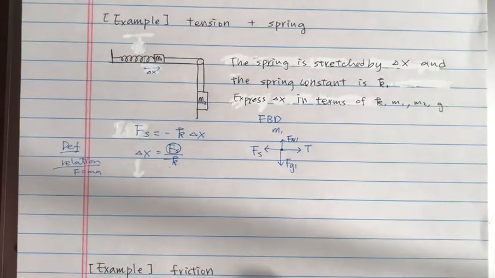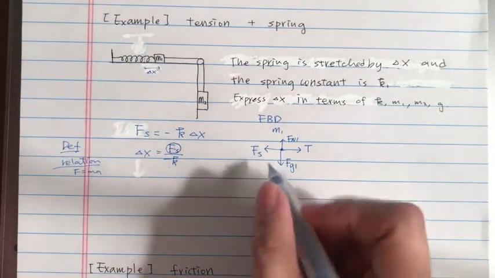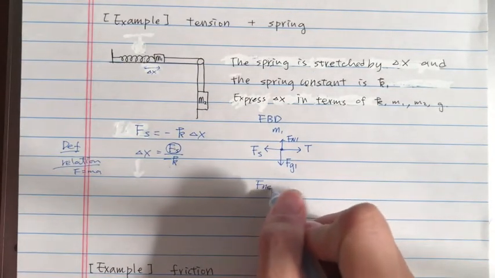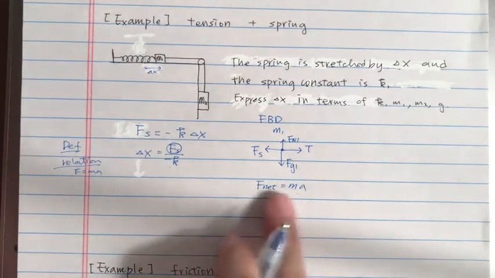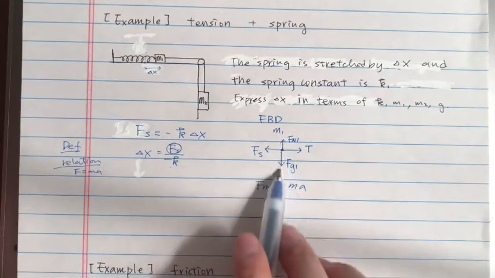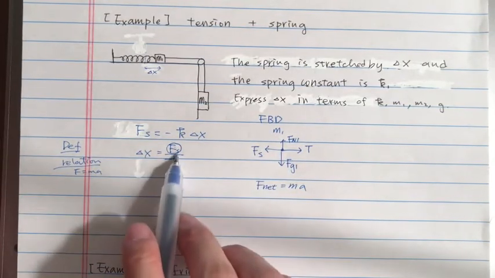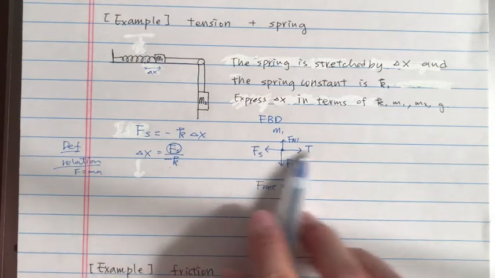All right, so let's see. Now this guy is not moving. So if we want to use the relation F equals ma, we can see that in this direction it's not moving, but we don't really care because we want to find the spring force. The spring force, you will find in this direction.